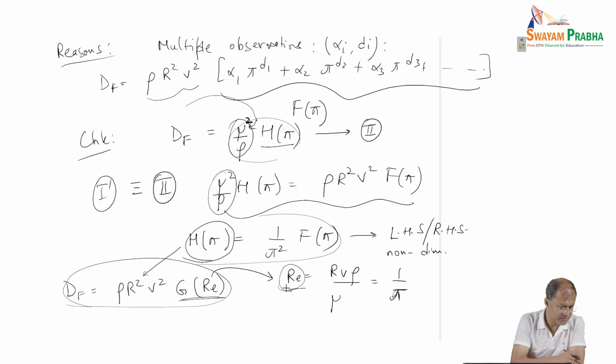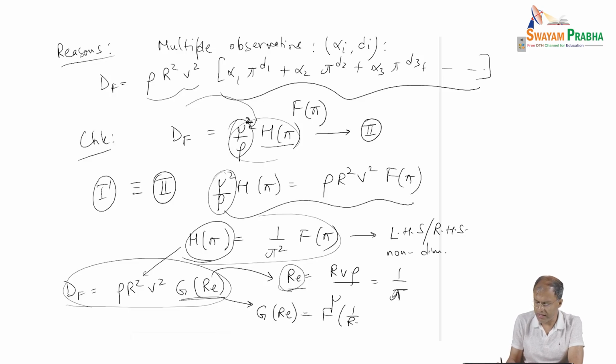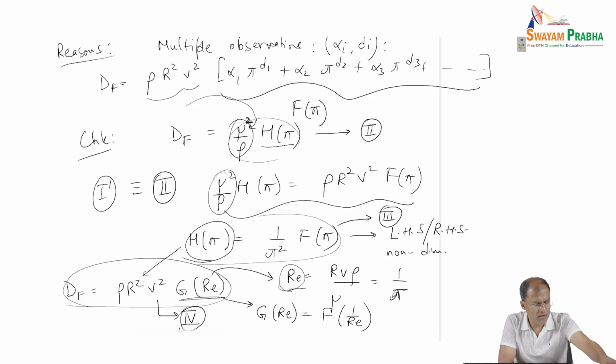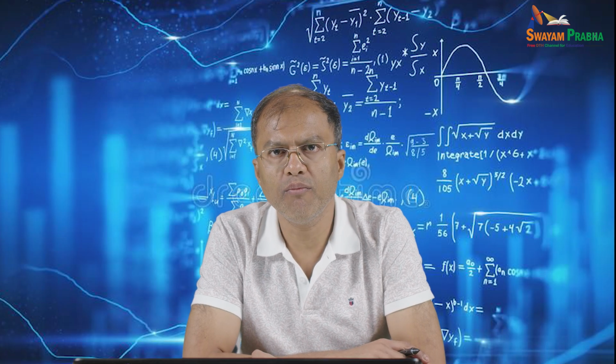Right, now one thing that I want to highlight is that g of Re is related to f of pi, because g of Re is 1 over f of Re, right? So both are related. Now let me call this as form number 3, this was my equation 3. I call this as form number 4, right? So we have just now through our discussion found two forms of the dimensional analysis, namely form 1 and form 4, having functions f and g.